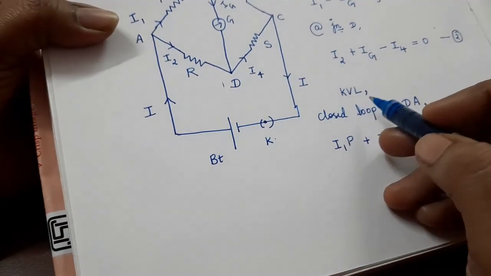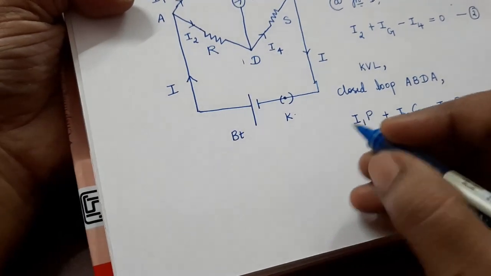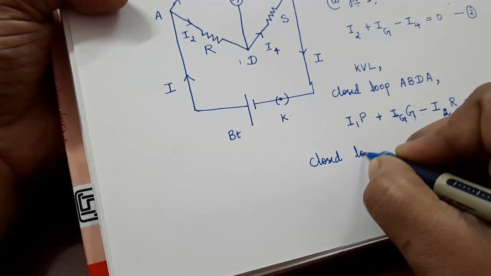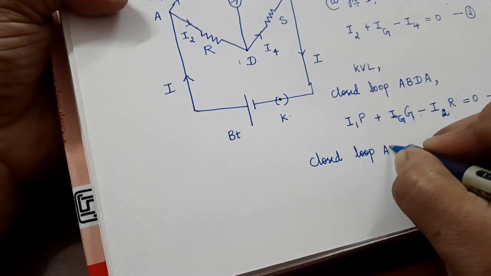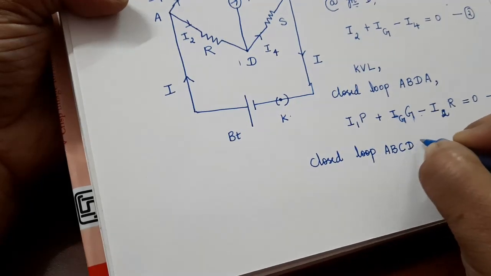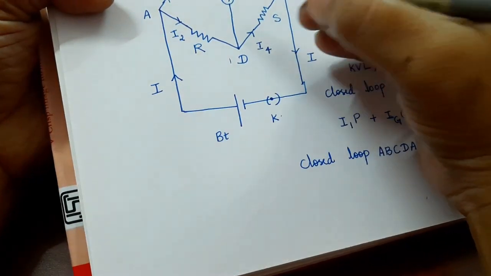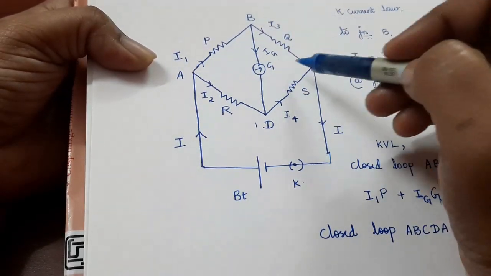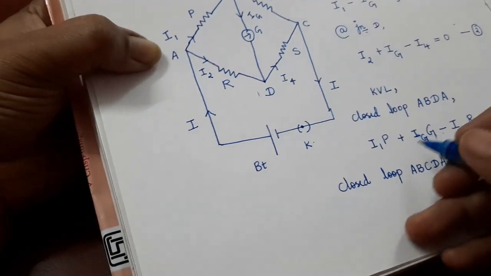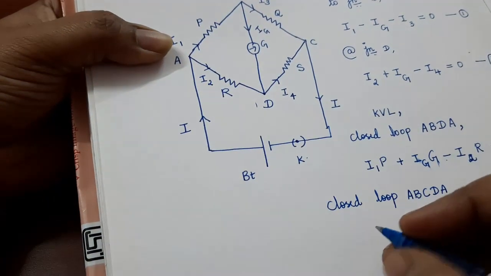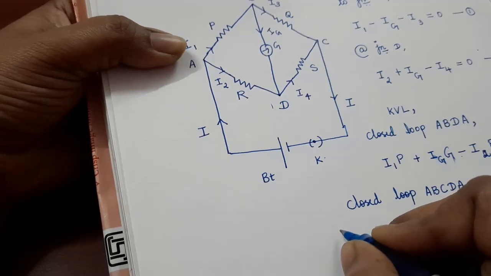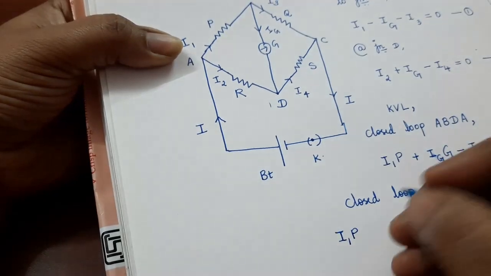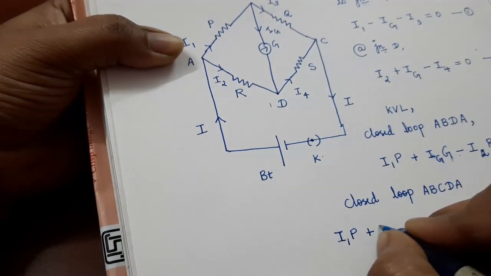Then we will apply Kirchhoff's voltage law to the closed loop A, B, C, D, A. That means for this entire loop A, B, C, D, A, when you apply it, the current into resistance there is I1P.